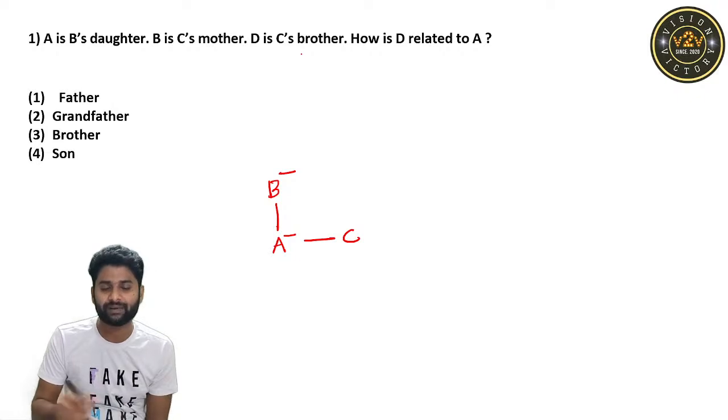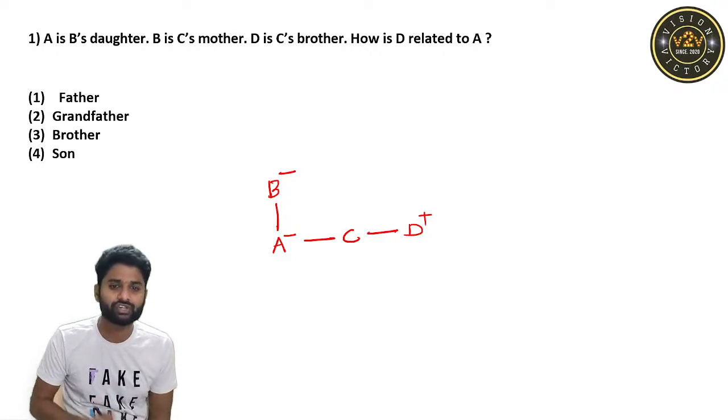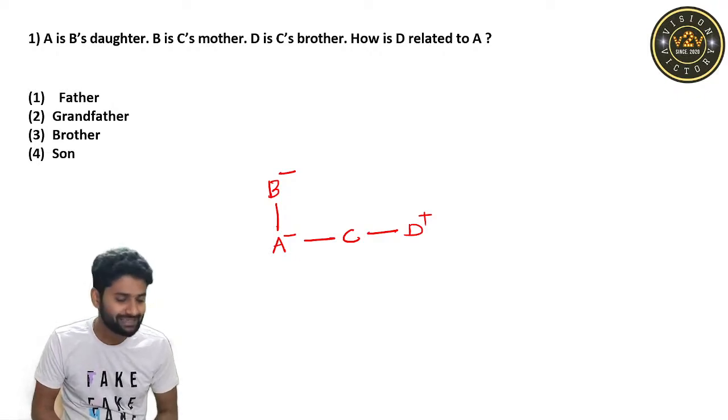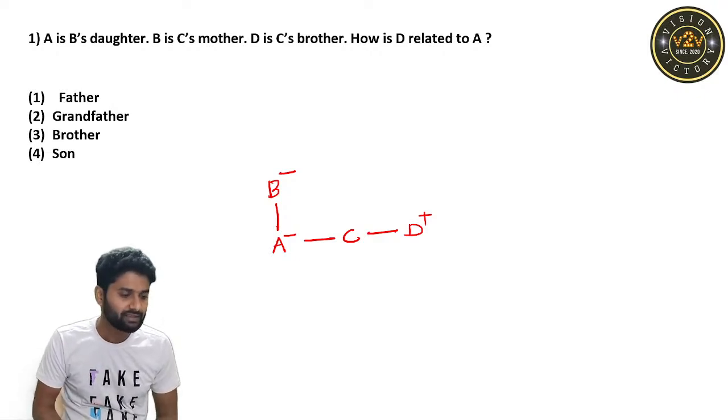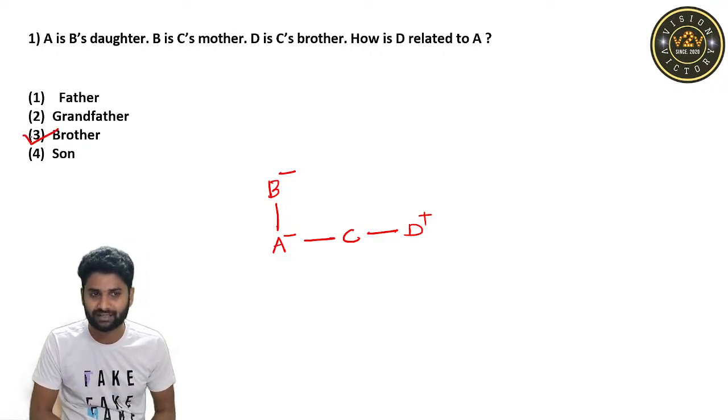D is C's brother, guys. Still, we don't know the gender of C. Now the question: how is D related to A? Guys, what is the answer? How is D related to A? Yes, very good. D related to A is brother. Brother is the correct answer.